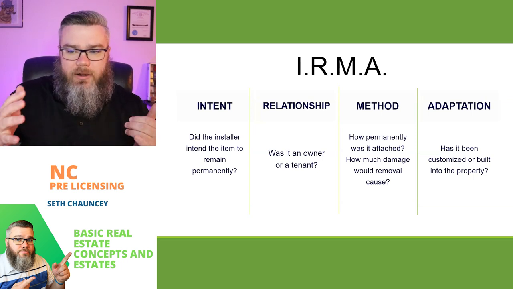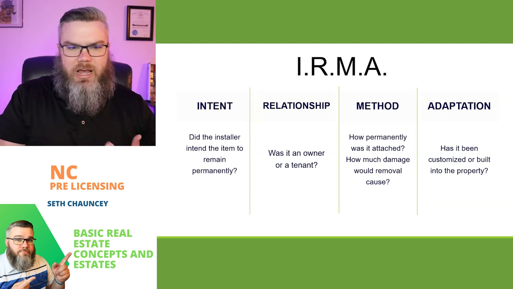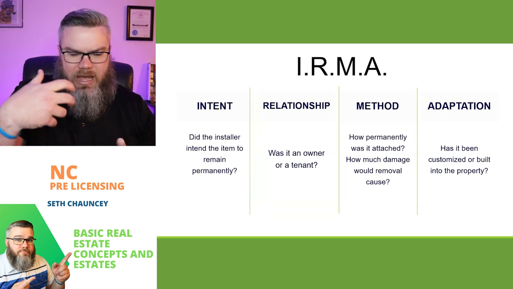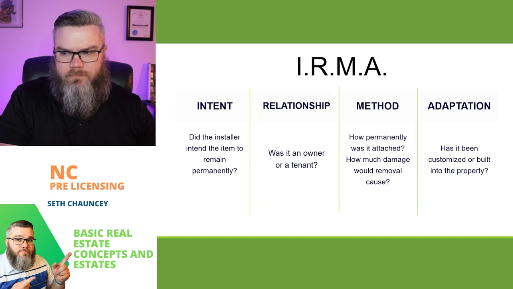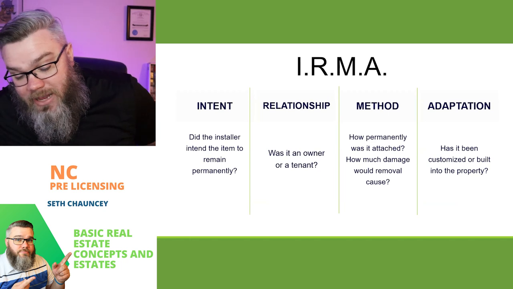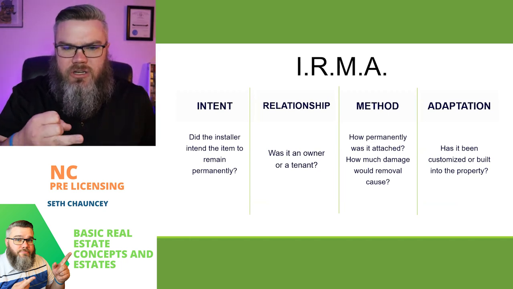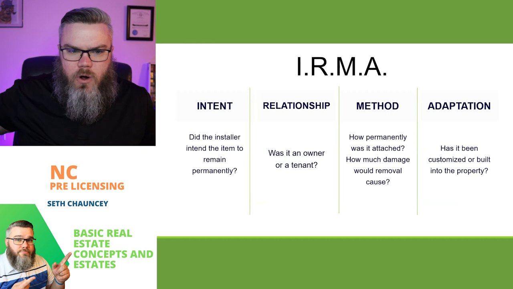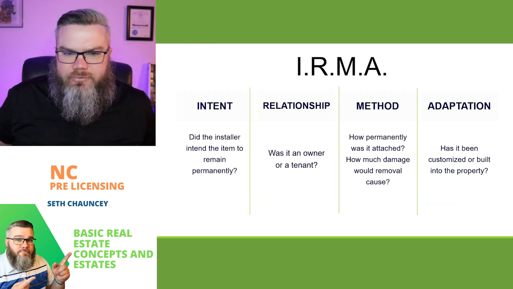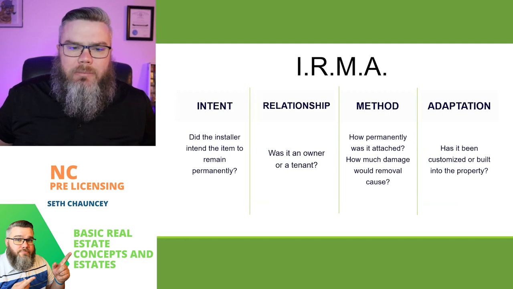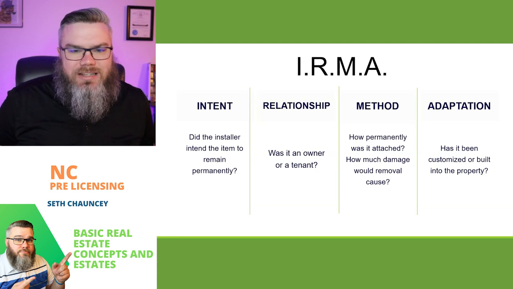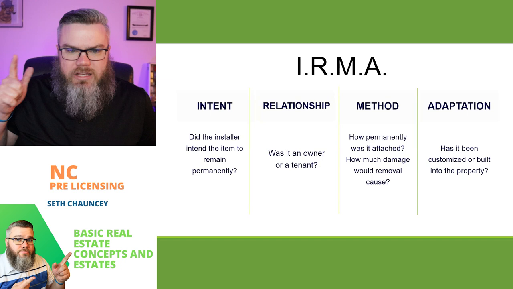So these are the criteria. There's nothing else. Intent of the person who attached it, the relationship of the person who attached it, the method of attachment, in other words, how permanent, and the adaptation of the real estate. How customized is it to that piece of real estate? And so understand that size, location, and value have no standing in this consideration. So if I bought a $20,000 chandelier and hung it up in my house and I forgot to exclude it, and I want to argue in court that I should get to keep it, I'm going to lose. Doesn't matter that it was $20,000. Size, value, location mean nothing. This is what they look at.